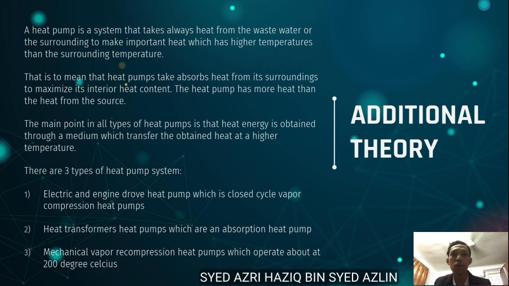There are three types of heat pump system. The first one is the electric and engine-driven heat pump, which is a closed cycle vapor compression heat pump. The second one is the heat transformer heat pump, which is an absorption heat pump. And the third one is the mechanical vapor recompression heat pump, which operates at 200 degrees Celsius.